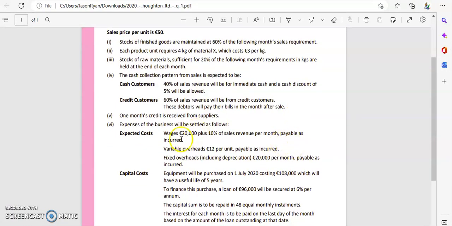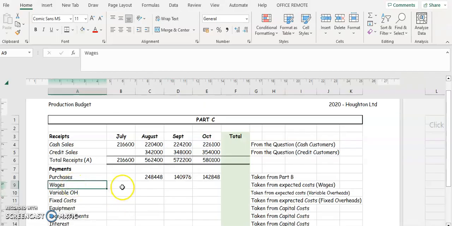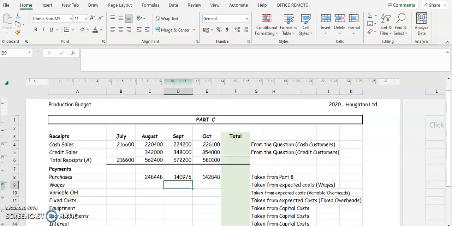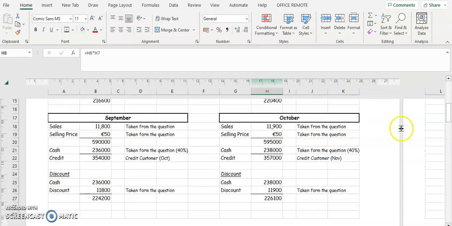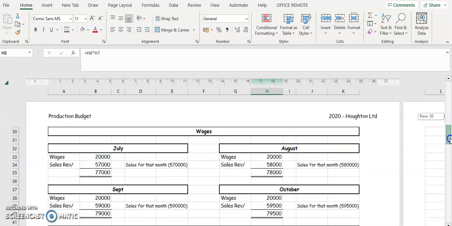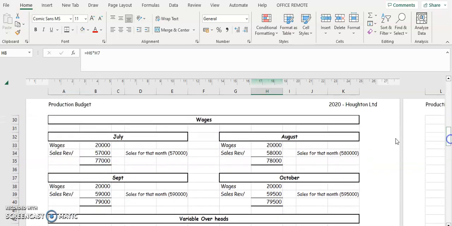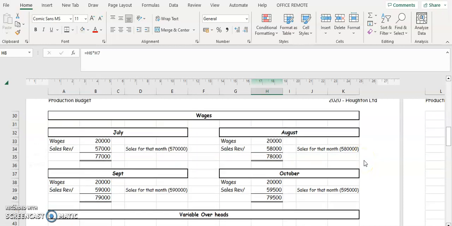It's telling us wages are 20,000 plus 10% of sales revenue for each month, payable as incurred. So your next item that you're going to put in is going to be your wages. Now we have to calculate how much our wages are. So it's telling us that our wages are 20,000 plus 10% of sales. Now we would have calculated sales already. So once again, we're going to have an adjustment for this. So I'm going to put the adjustment up here.